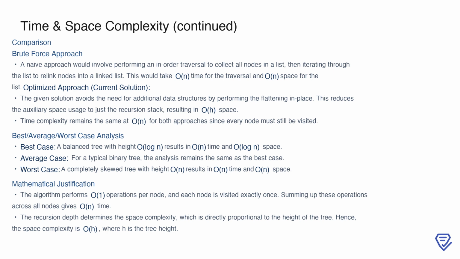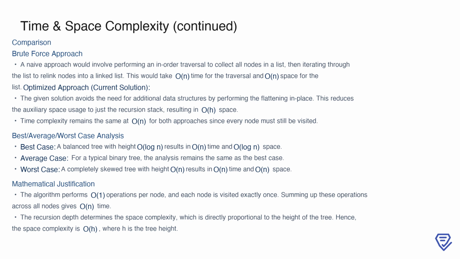A naive method would involve performing an in-order traversal to collect all the nodes in a separate list, followed by iterating through that list to relink them into a linked list. While the time complexity for this is also O(n), the auxiliary space required to store the list is O(n), which makes it less optimal. In contrast, the optimized solution achieves the transformation in place, eliminating the need for additional data structures and reducing the auxiliary space to just the recursion stack, O(h).